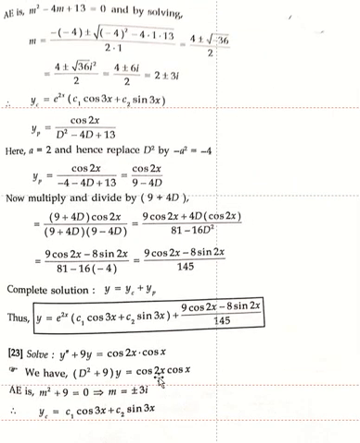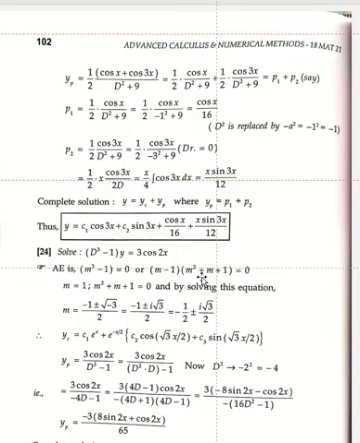Next, plus cos of a minus b. What is a minus b? 2x minus x is only x, so cos x. Therefore, divided by D square plus 9. Split this term: 1 by 2 into cos x divided by D square plus 9, plus again 1 by 2 into cos 3x divided by D square plus 9. I take this as p1 and this as p2.